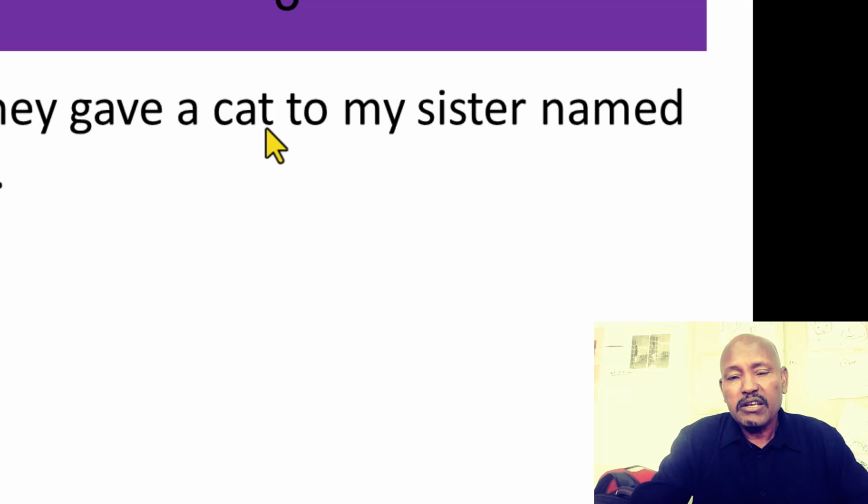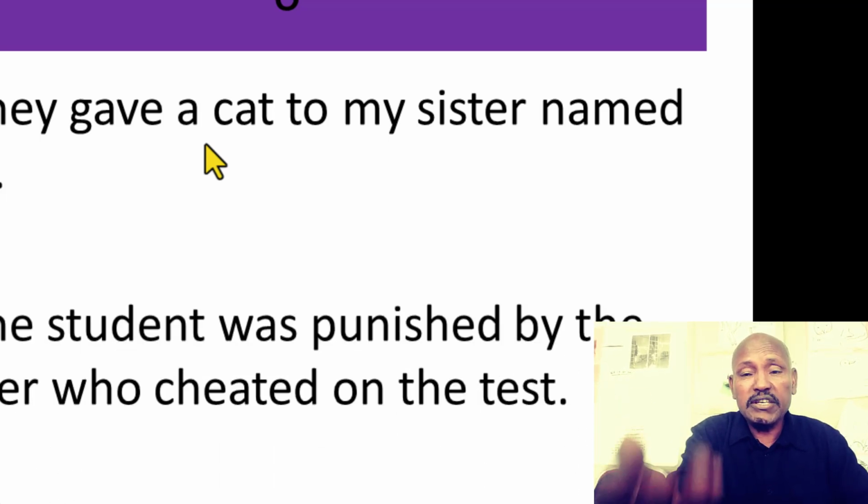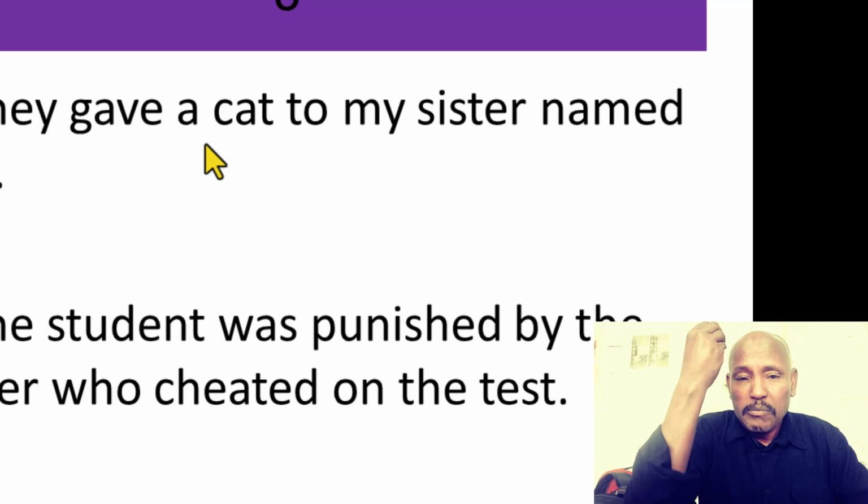To my sister is a prepositional phrase. All right? So "named Fluffy" is called a modifier. What kind of modifier? Noun phrase modifier. It modifies a cat. What kind of cat? Named Fluffy. Exactly true. So you can write it this way. So this question is misplaced modifier.